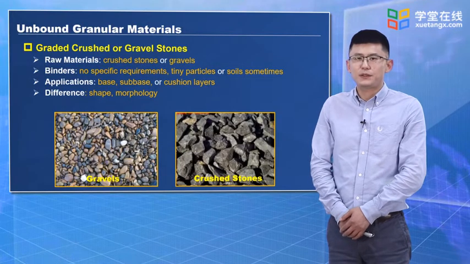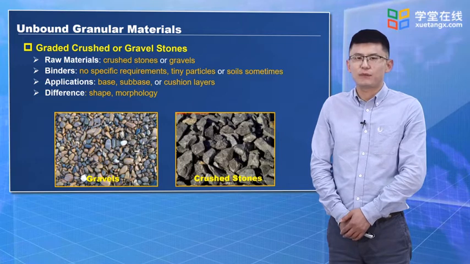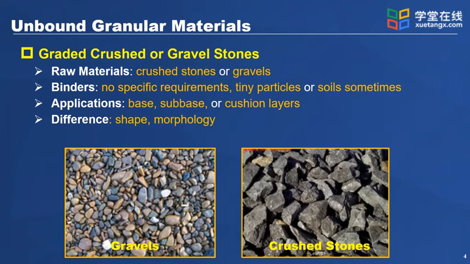First, unbound granular materials. Generally, when we talk about unbound granular materials, we are talking about the graded crushed or gravel stones. Why is it graded? It means that we may have some design gradation for these materials. So, for the raw materials, we have crushed stones or gravels. And for the binders, we have no specific requirements. And we may have some tiny particles, for example, soils. And we don't have very adhesive binders.